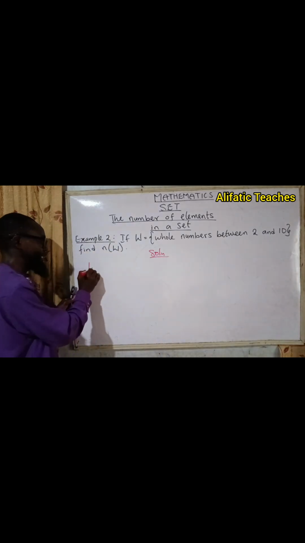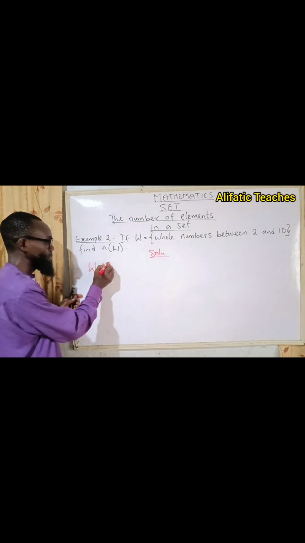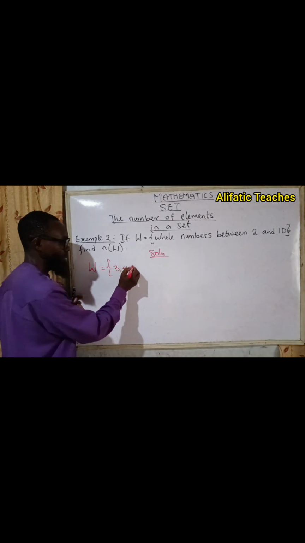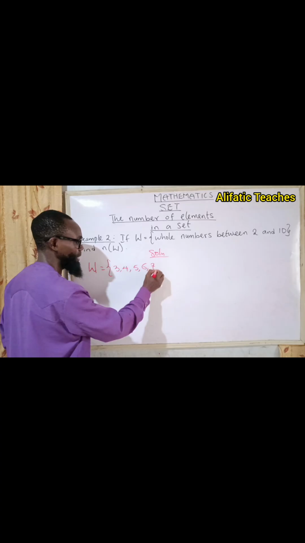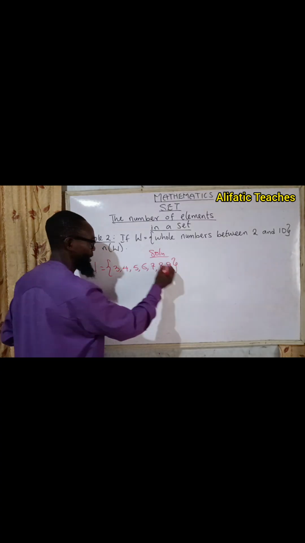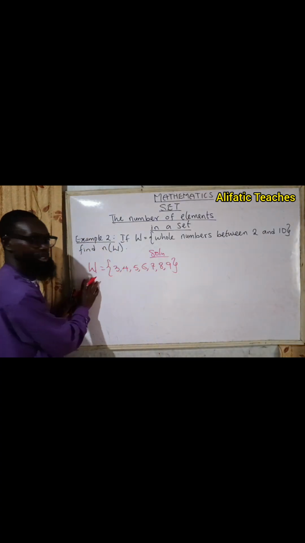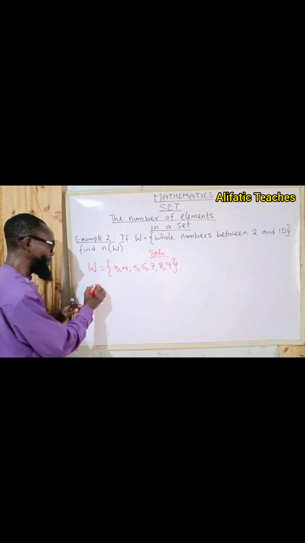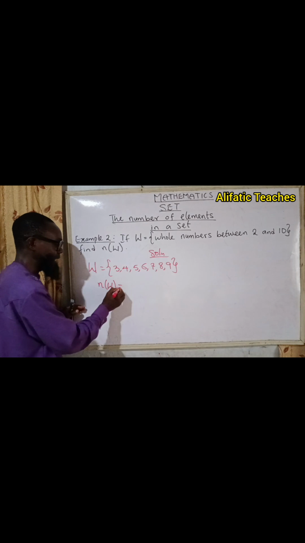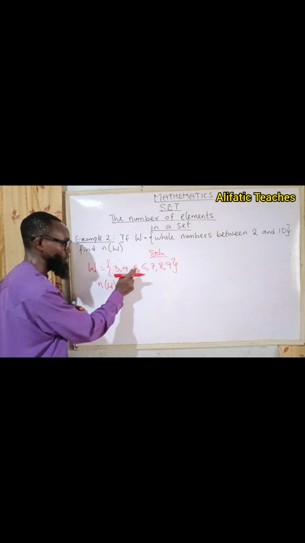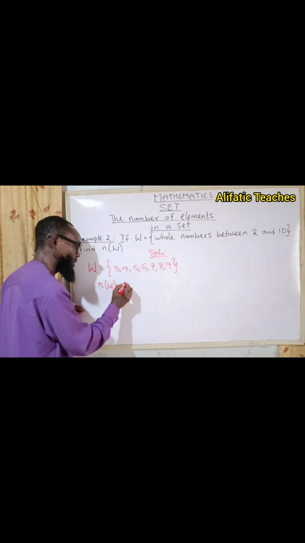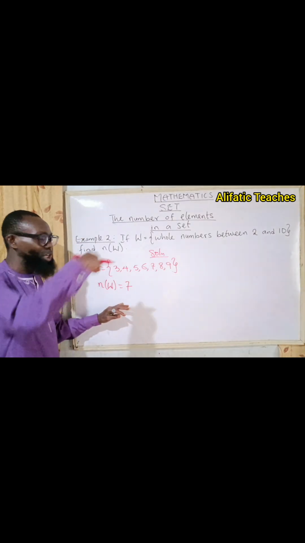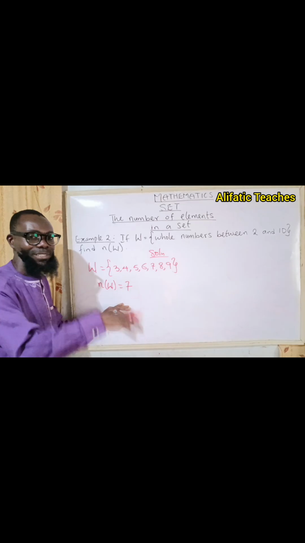Now, let us list the elements of the set W, whole numbers between 2 and 10. We have 3, 4, 5, 6, 7, 8, 9. So these are the elements of W. But what we are asked to find is the number of W. So the number of W will be found by counting the individual numbers: 1, 2, 3, 4, 5, 6, 7. So the number of W equals 7. So this is how to calculate the number of elements in a set.